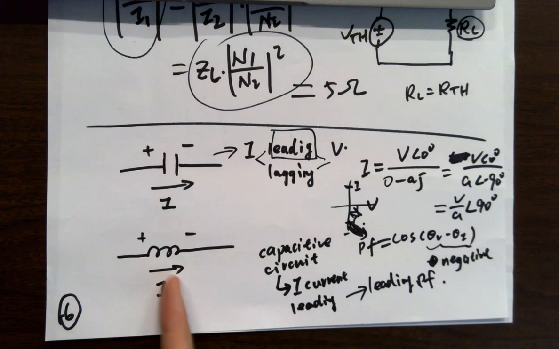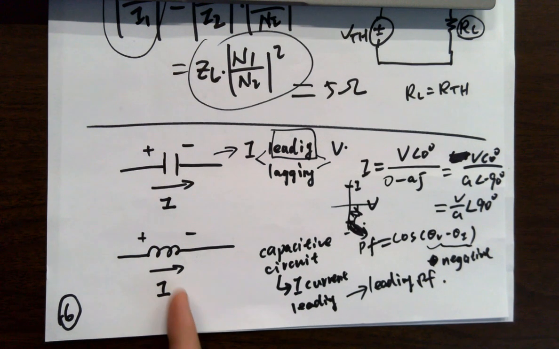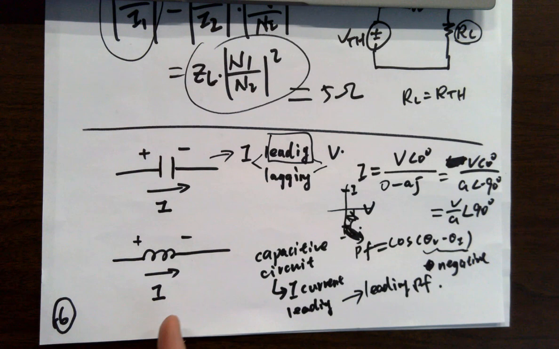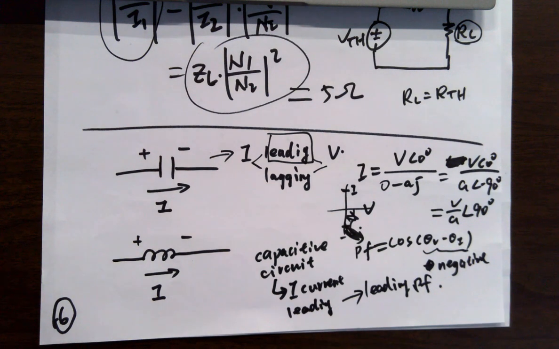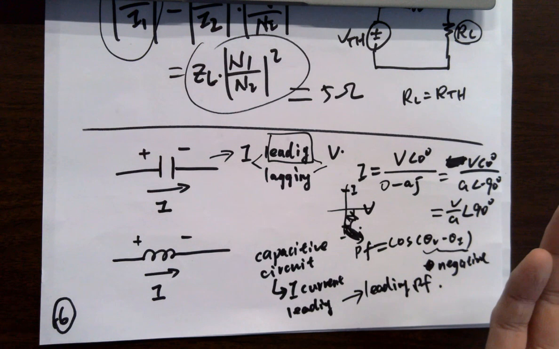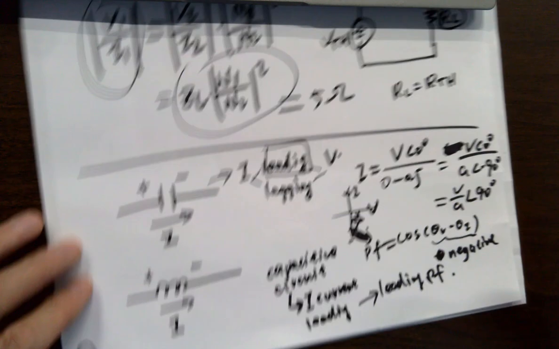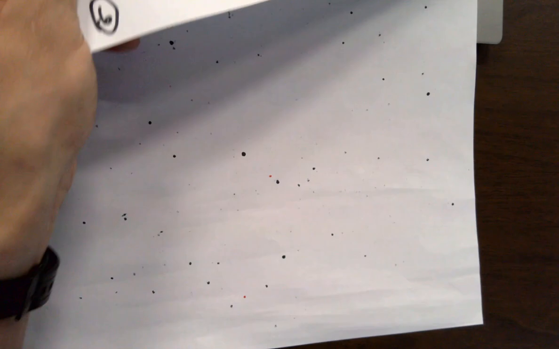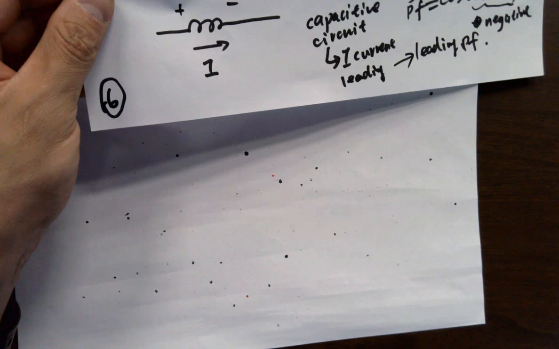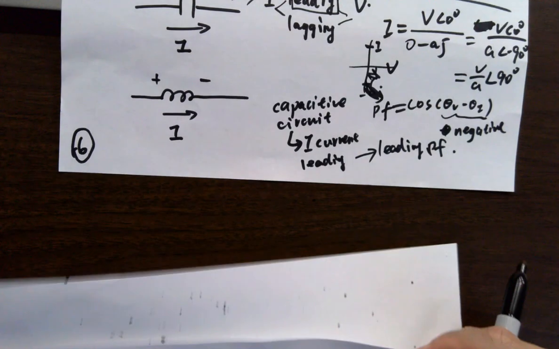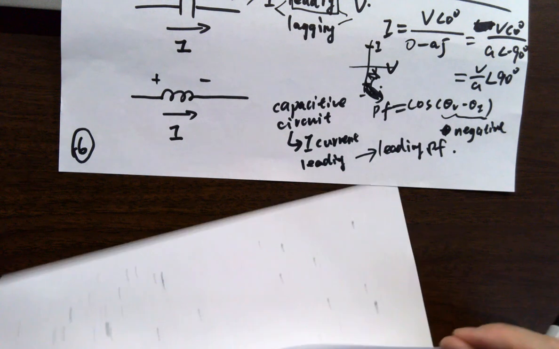What about the inductive circuit? For an inductive circuit, current is lagging, so it's a lagging power factor. Make sense? Okay, this is something you must know. Capacitive circuit, current is leading. Inductive circuit, current is lagging.